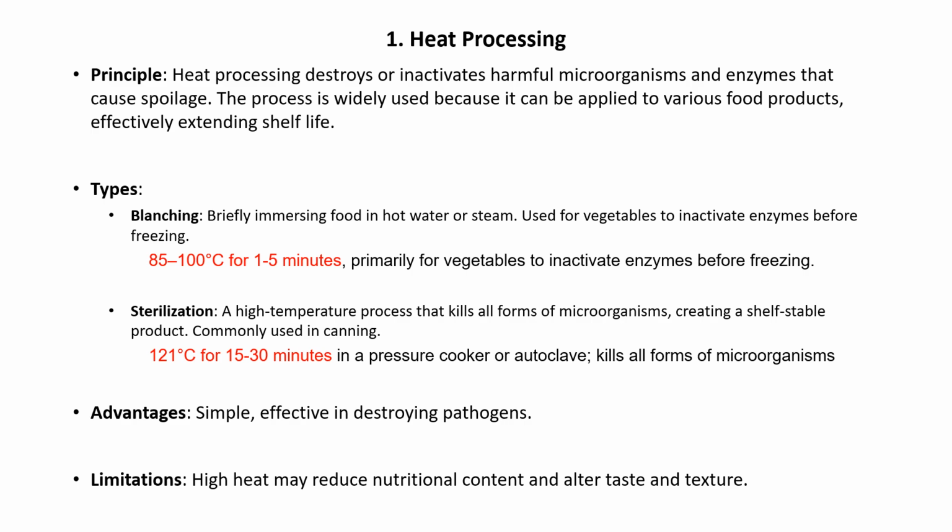Next is sterilization. Sterilization is a high temperature process that kills all forms of microorganisms, creating a shelf-stable product, and is commonly used in canning. Here the temperature is 121 degrees Celsius for 15 to 30 minutes in a pressure cooker or autoclave. The advantage of this process is that it is very simple and effective in destroying pathogens, and the limitation is that high heat may reduce nutritional contents and alter taste and texture of the food.